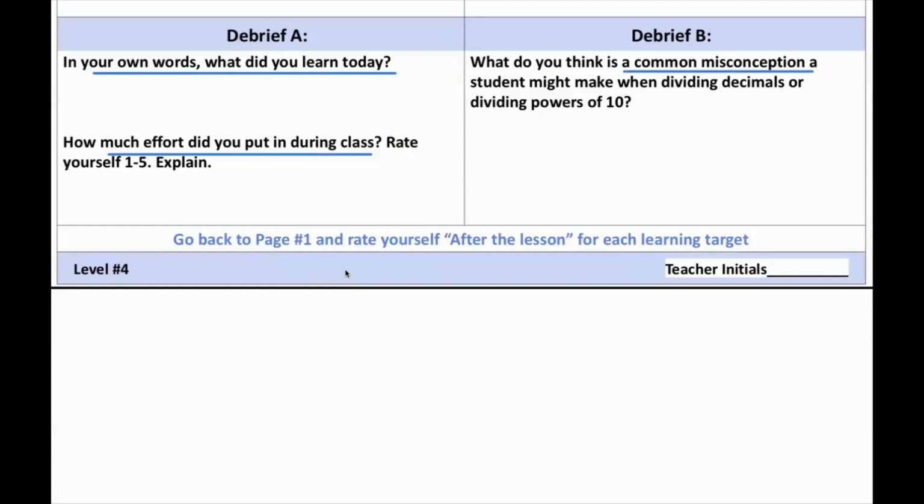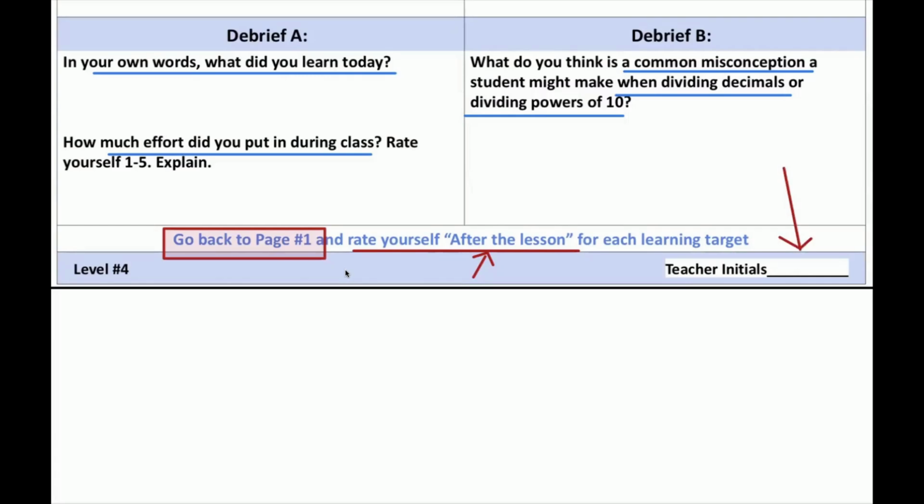And what do you think is a common misconception or a common mistake students might make when dividing decimals or dividing powers of 10? Once you've finished answering all of the questions on page 6, you're going to go back to page 1. At the beginning of today's lesson, we rated ourselves 1 through 5 on our learning targets. Now that we've gotten some more practice, you're going to rate yourself again on our learning targets next to the section that says after the lesson. So finish page 6, rate yourself on page 1, and then once you're finished both of those things, check in with your teacher to get additional feedback.